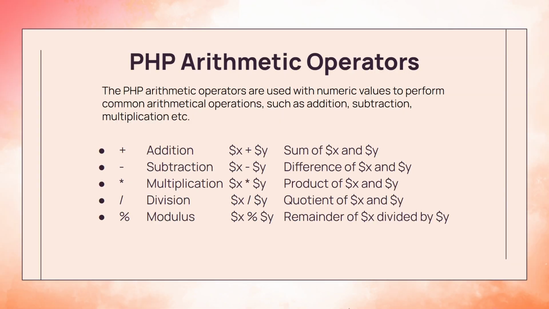So let's start. So friends, the first type of operator we have is PHP arithmetic operators. The PHP arithmetic operators are used with numeric values to perform common arithmetic operations such as addition, subtraction, multiplication, etc. Here I have written some PHP arithmetic operators: plus, subtraction, multiplication, division and modulus, and we will learn these operators one by one with practicals.